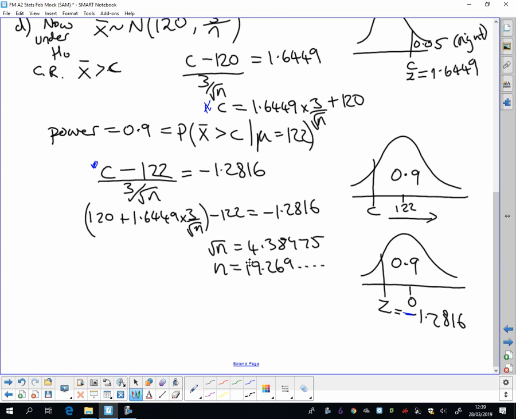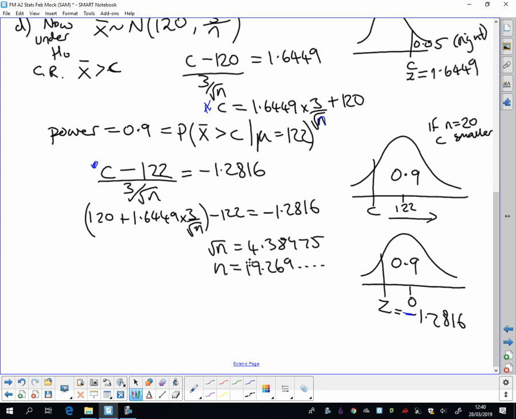and that gets you n is 19.269. Now, obviously n has to be an integer, so now we've got to think about which way it is. So n is either going to be 19 or 20. Now, 20 is larger than 19, and what we're doing is dividing by n. So if we divide by 20, that's going to give us a smaller critical value than 19. Then c is going to be a smaller value.